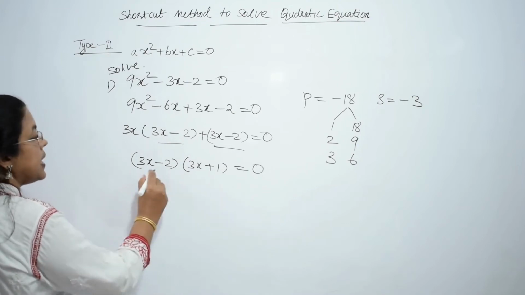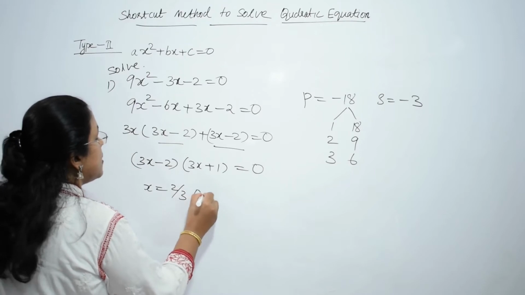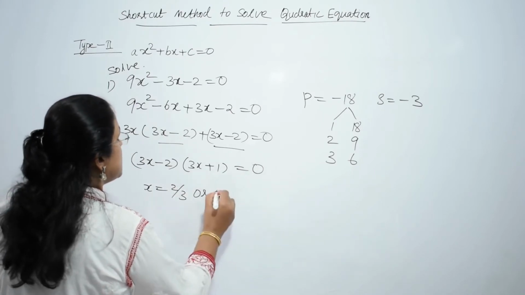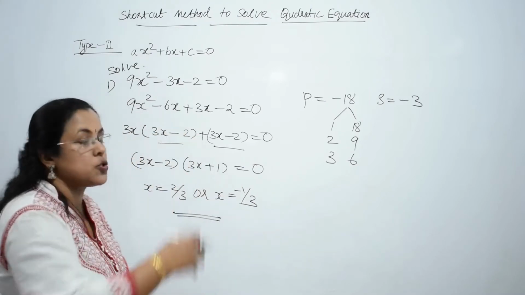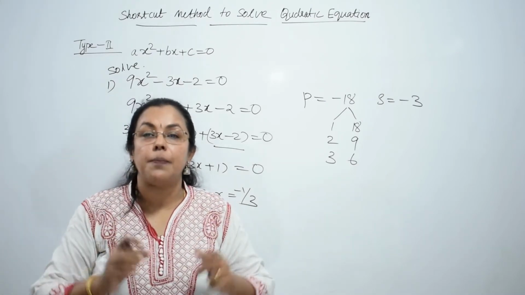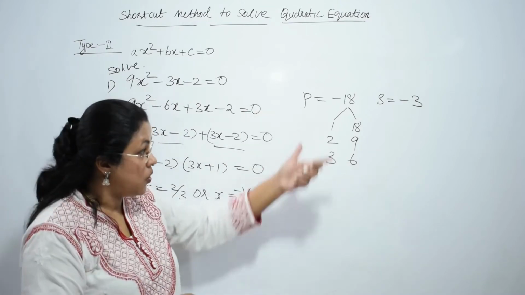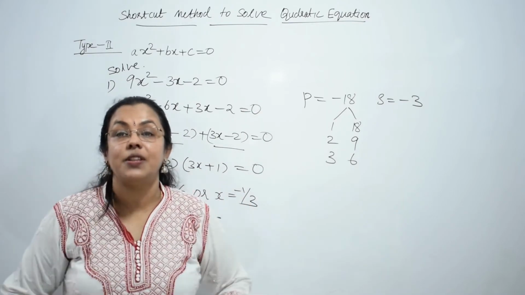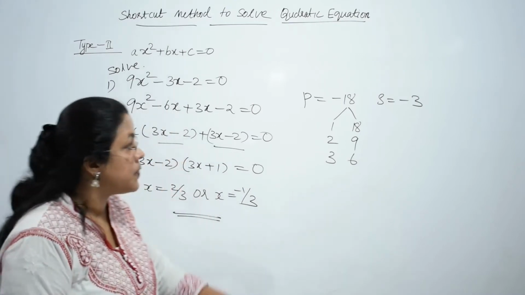That means 3x minus 2 is equal to 0, x is equal to 2 by 3, or 3x plus 1 is equal to 0, x is equal to minus 1 by 3. This is the actual process of splitting up of middle terms. Instead of writing all these steps, we are going to write the answer directly with the help of shortcut method. What is the shortcut method?